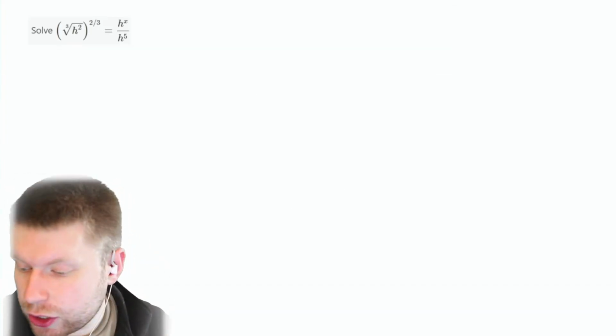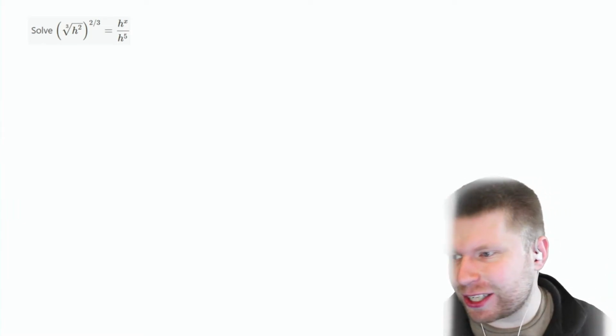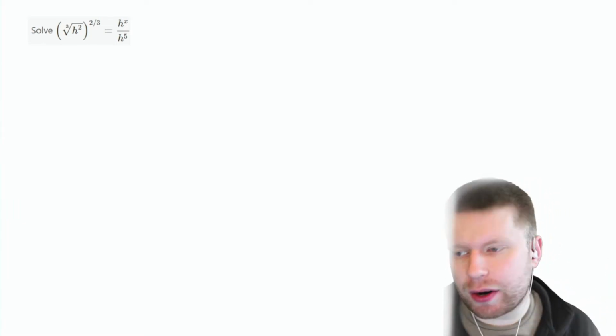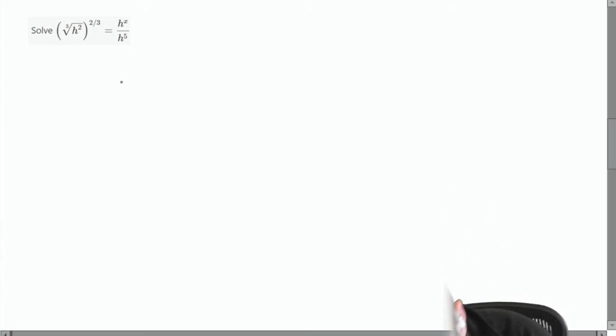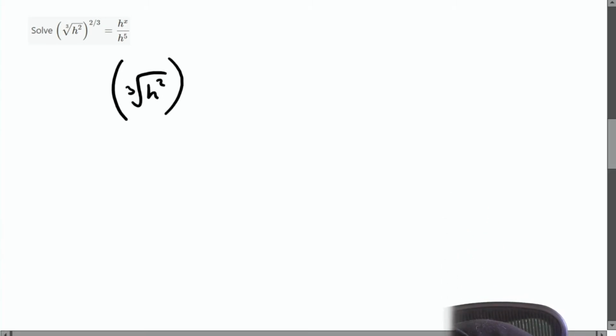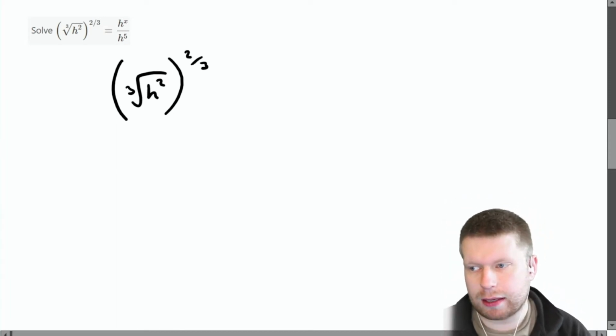All right, so the next question then, we had a big sort of complicated equation involving h, but let's just break it down in parts. I'm going to look at the left side of the equation first of all. So I've got the cube root of h squared all raised to the power of 2/3 on the left hand side of my equation. I'm just going to work with that for the time being.